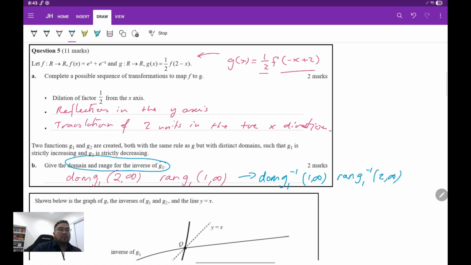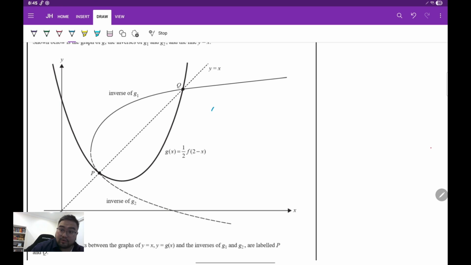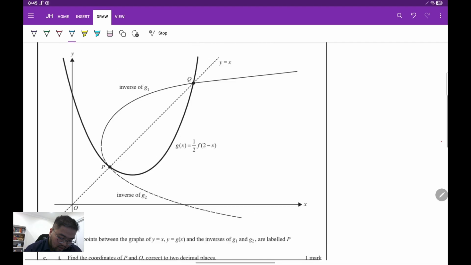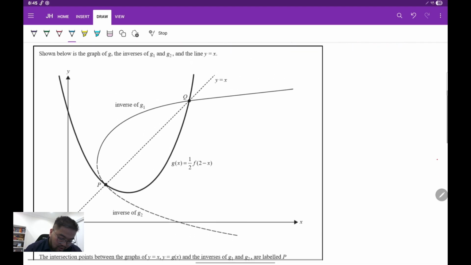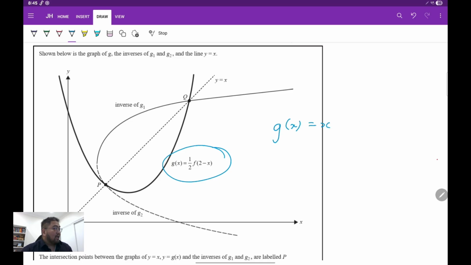All right. Okay, so this next question is asking us to find the coordinates of P and Q. And P and Q are the intersection points between the graph and its inverse. In this case, we can use our CAS, and we've got the function g of x. So really, we're just trying to find out where g of x is equal to x.